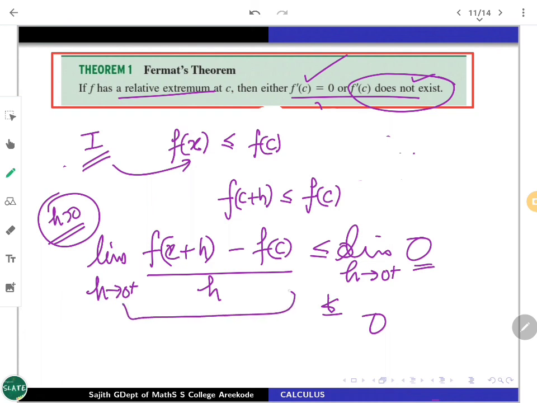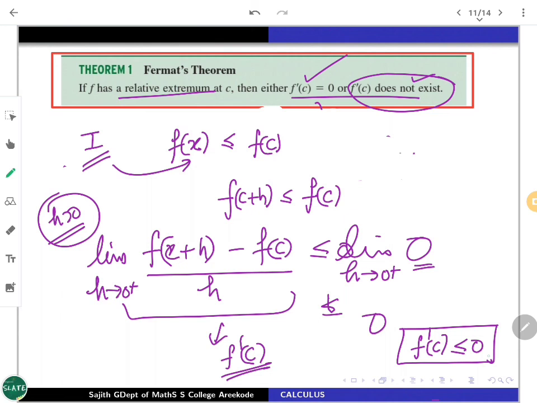But what about the other part? That is precisely the limit of f of c plus h minus f of c by h as h tends to 0, because f dash c exists. Both the right limit as well as the left limit should coincide. So this part is nothing other than f dash c. So it says that f dash at c is going to be less than or equal to 0. That is what this argument gives us.